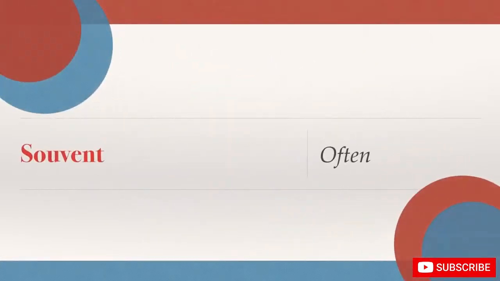Souvent. Now you'll notice that this word ends in ENT, and before you were told never to pronounce the ENTs, this word is one of the few exceptions where you would pronounce the final ENT of the word. Souvent.